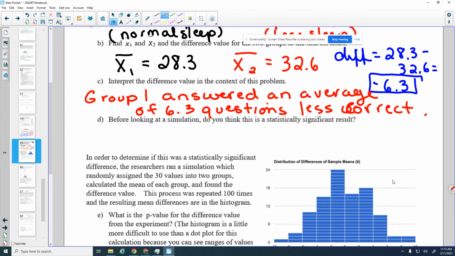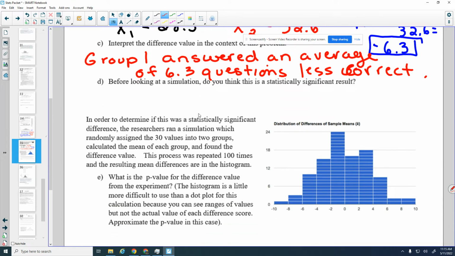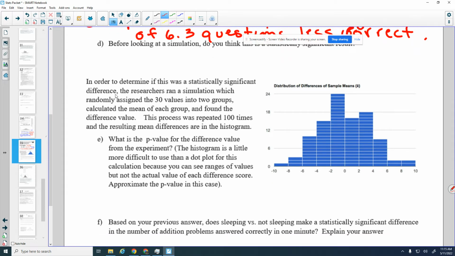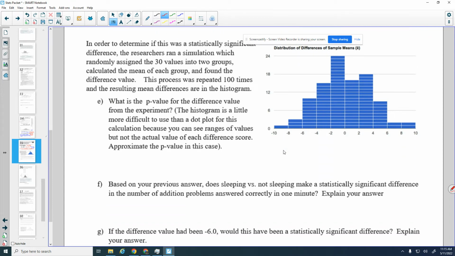So answers vary. Maybe you think it is, maybe you think it's not. I mean, if I think out of 50 questions, getting an average of 6 wrong, that sounds pretty significant. But as I said, until we look at the data, we're not quite sure. So now, in order to determine if this was a statistically significant difference, the researchers ran a simulation which randomly assigned the 30 values into two groups. So just like that random assignment to two groups, like we did in class with our simulation the other day, calculated the mean of each group and found the difference value. This process was repeated 100 times, and the resulting mean differences are in the histogram.